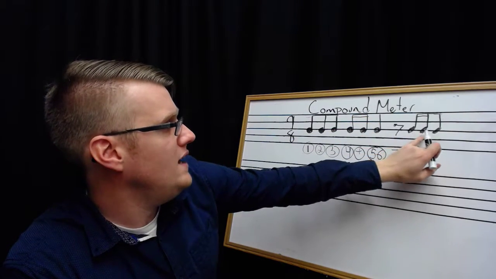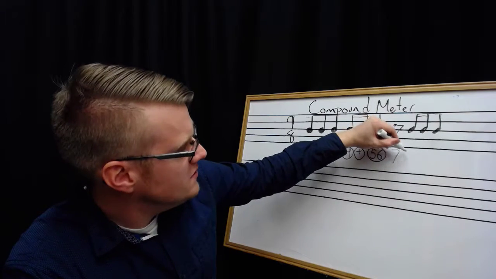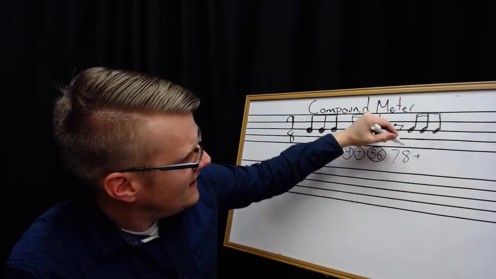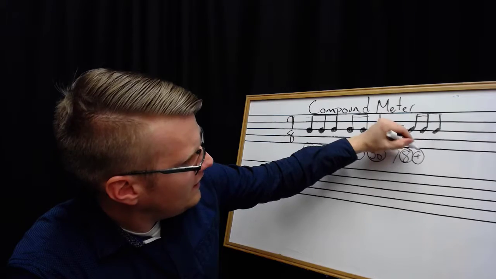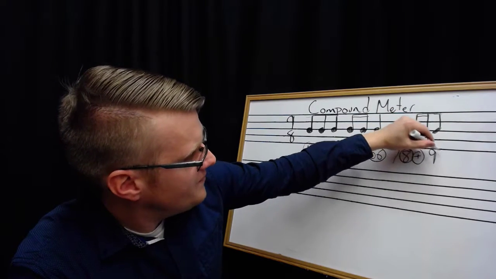So now I'm on beat 8 here. I'm splitting into two equal parts. So I started out with 8, and then I have and. So 8 and, and that last one is 9.